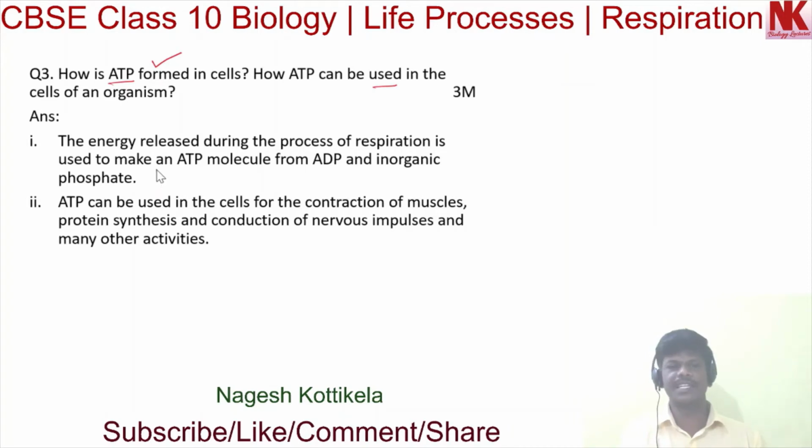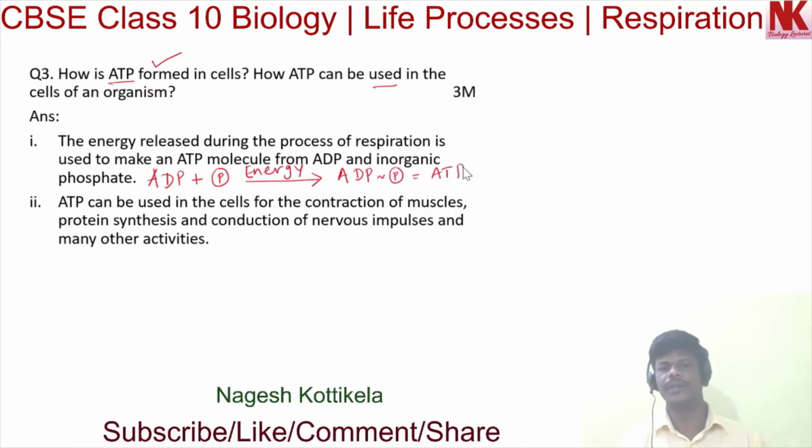This can be represented like this in the form of an equation. ADP is adenosine diphosphate and this is inorganic phosphate. Here, energy released during respiration process is utilized and ATP molecule is formed. So this is how ATP molecule is formed in cells. For this, the energy released during respiration process is utilized.